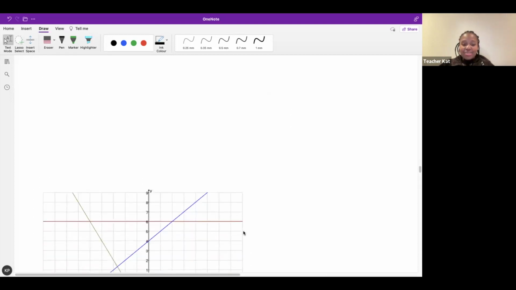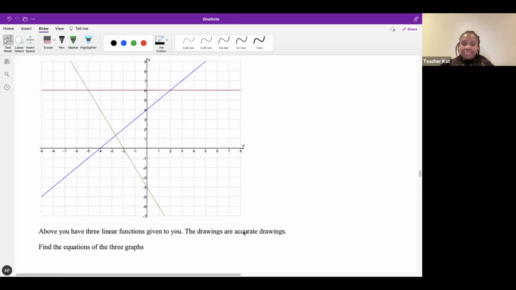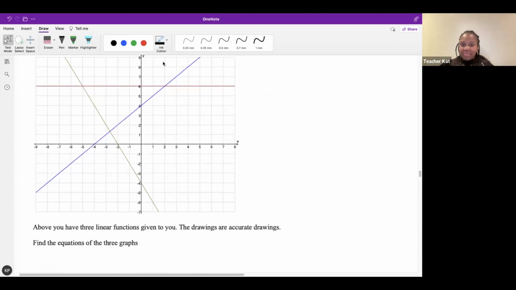Okay, guys, let's continue. Where's my, oh, there we go. Okay. All right. Now find the equations of these three graphs. Oof. Okay, so we have three graphs over here, and I want the equation of all of them. Okay, how do we find equations of graphs? Equations of graphs. How did we do that?